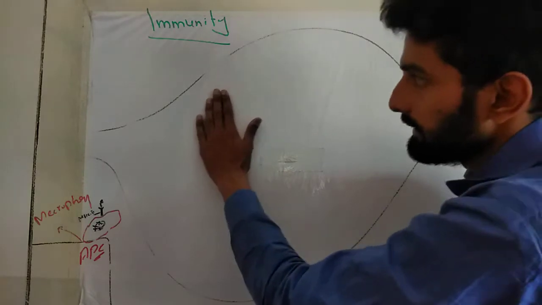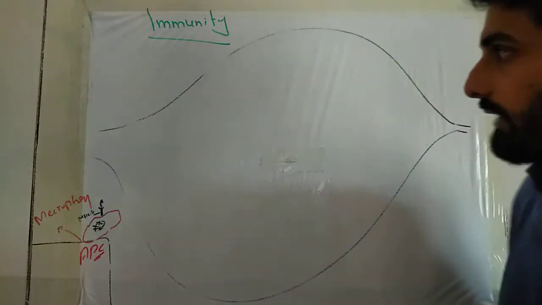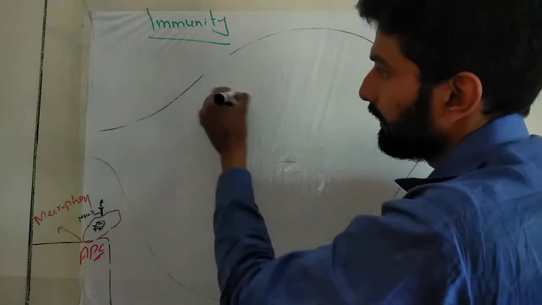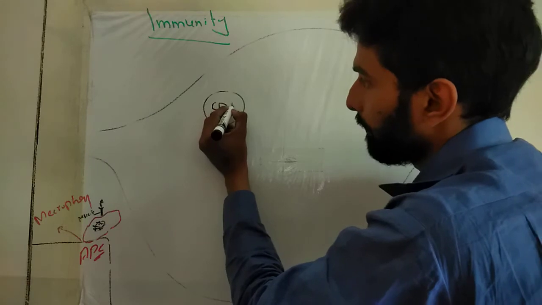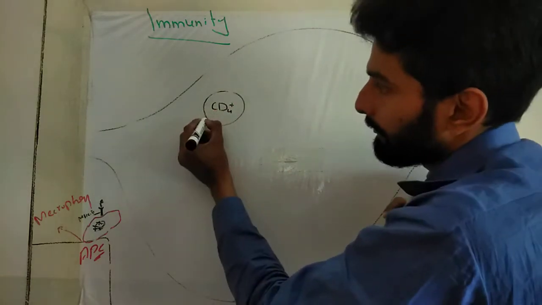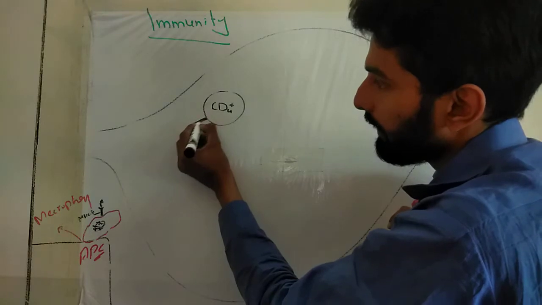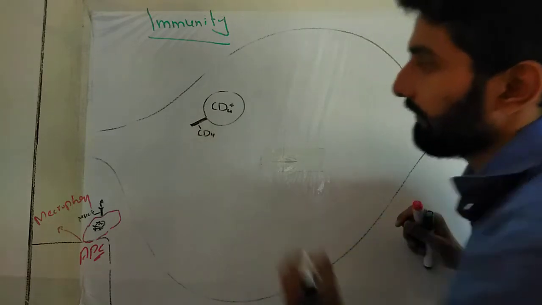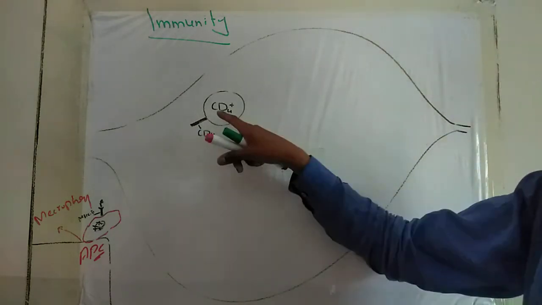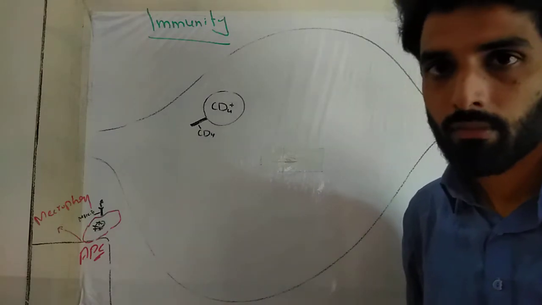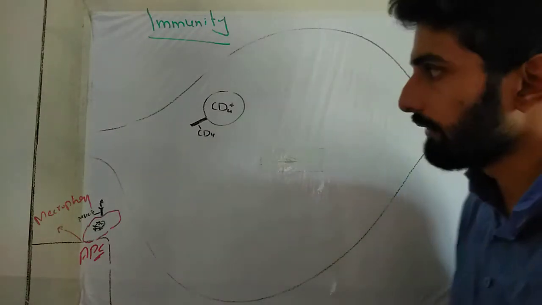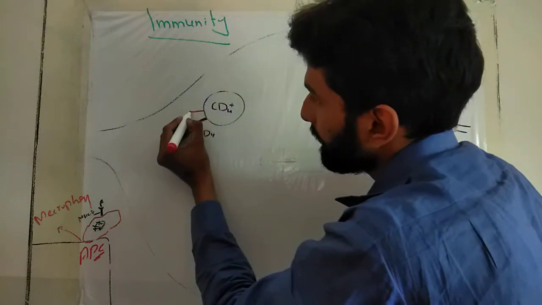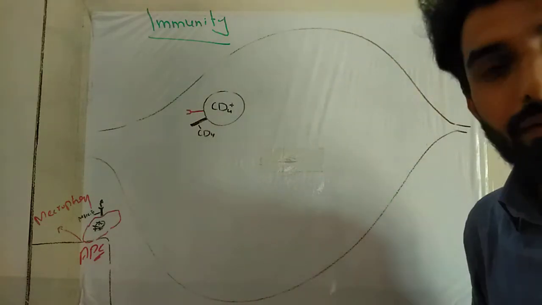Now let's start the discussion of activation of T lymphocyte. As I have explained, there are basically two types of T lymphocyte: CD4 plus cells or T helper cells. They are called CD4 because on their outer surface there is a protein called CD4 protein, cluster of differentiation 4 protein. The cells having CD4 proteins are called CD4 plus cells. Other than CD4, they will have another protein called T cell receptor.